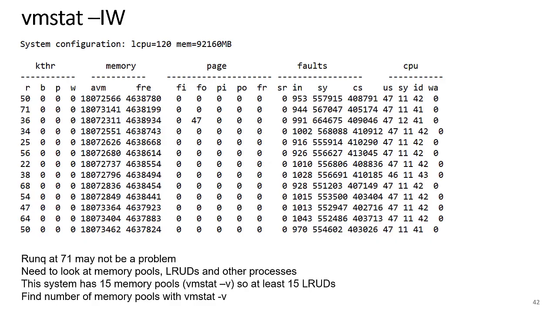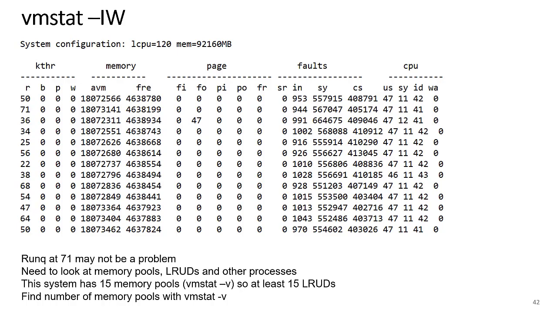Now, when we look at this one, the run queue at 71 would throw a red flag for a lot of people, but actually, we have 120 logical CPUs, and this system, if you look at vmstat -v, has 15 memory pools. Every memory pool has its own LRU, least recently used daemon. So we know that from the starting point, we have at least 15 LRUs. We have 120 logical CPUs, so that run queue would consist of the LRUDs, things that are running, things that are waiting to run. So 71 might not be a bad number. That's why you need to monitor the system and just look to make sure that there's nothing strange going on across the board.